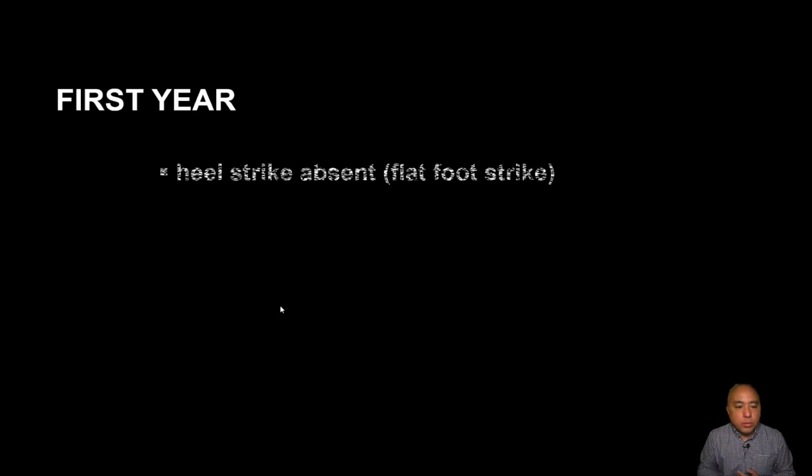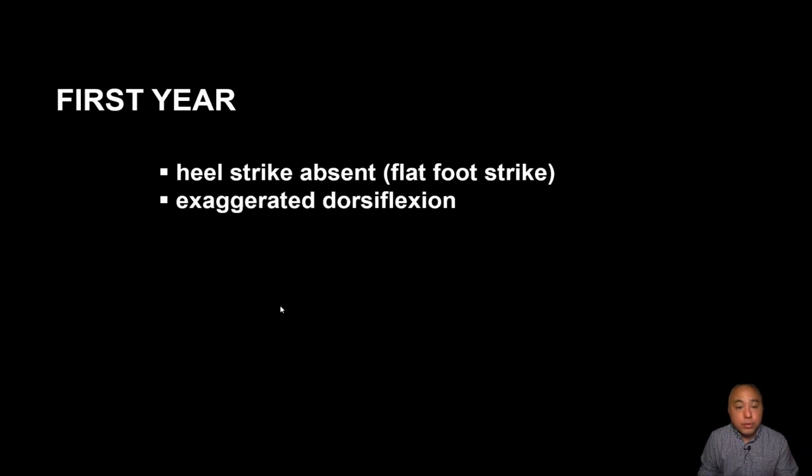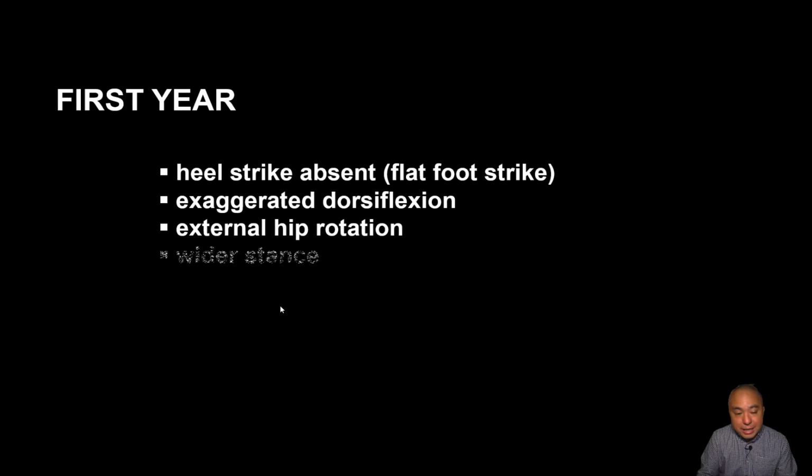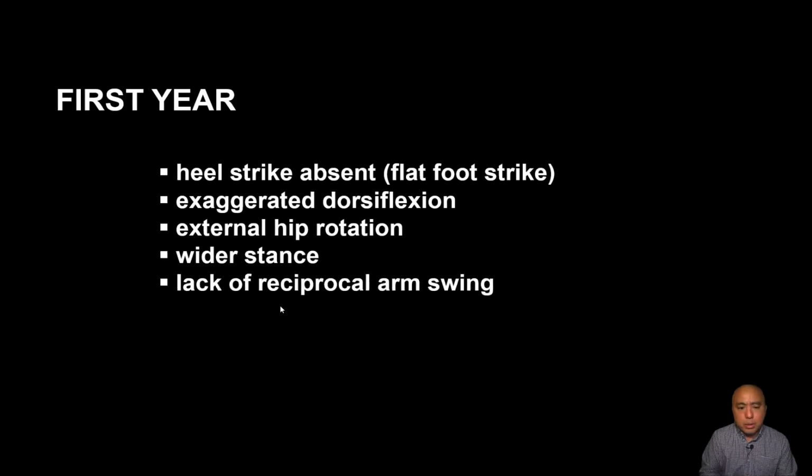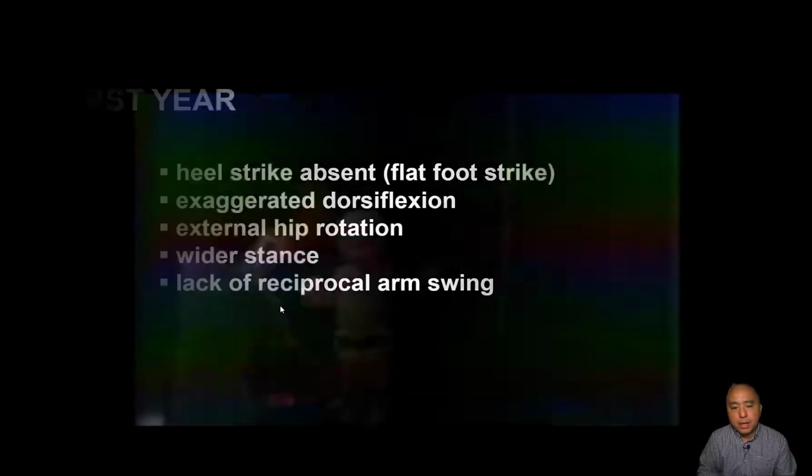So for the first year of walking, as I mentioned, there's no heel strike. It's more of a flat foot strike, an exaggerated dorsiflexion in both the stance phase as well as swing phase. In the frontal plane, or transverse plane, you see more of an exaggerated externally rotated hip. Wider base of support, as I mentioned earlier, and there's a lack of reciprocal arm swing. So let's take a look at this video.